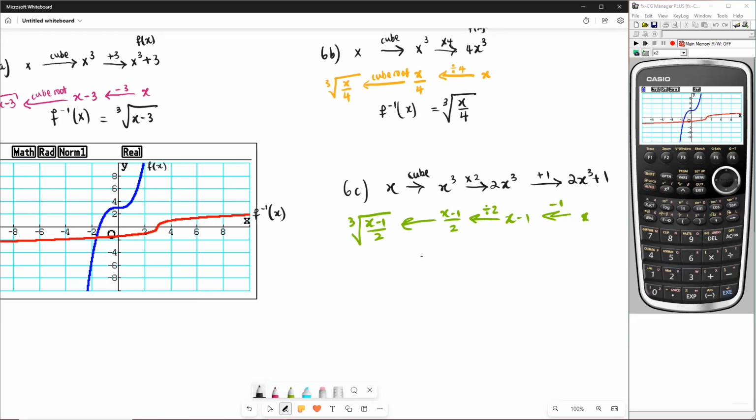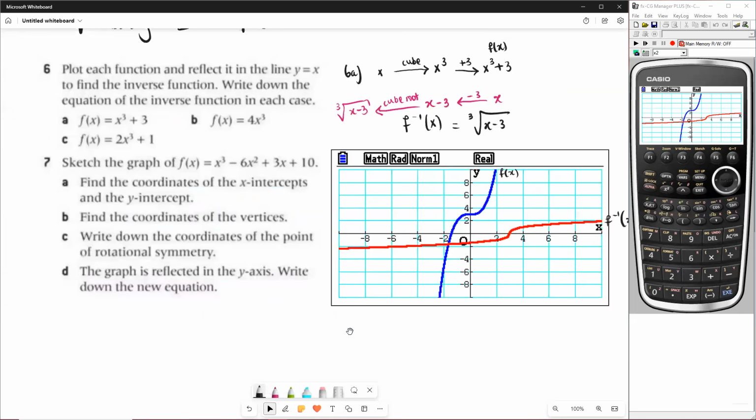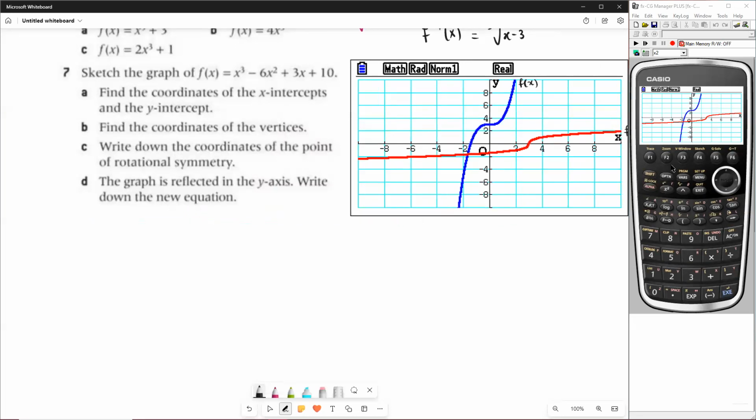So that's the inverse. The inverse for that function is going to be the cube root of x minus 1, divided by 2. So that's B and C. You can try graphing them and seeing whether they really do meet at the line y is equal to x, and that would be that for question 6.